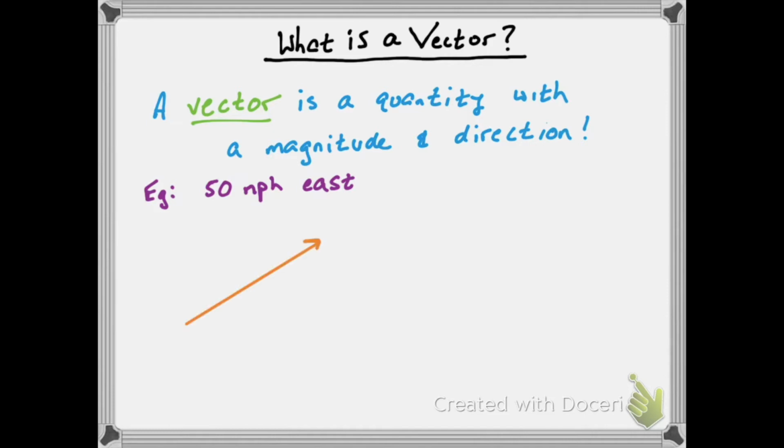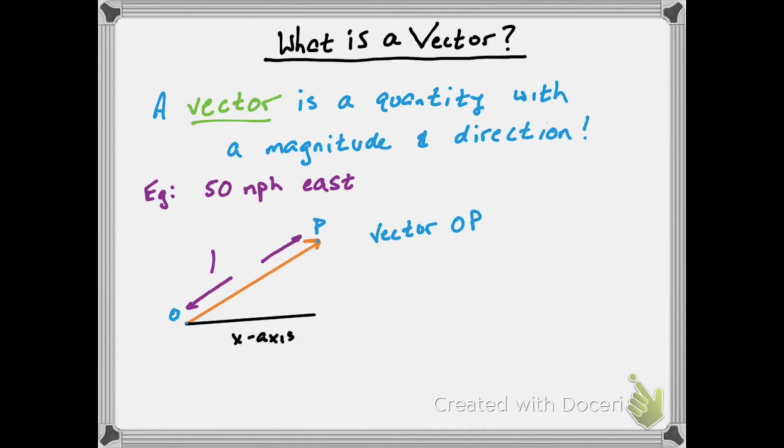Standard vectors we like to draw coming out of the origin and making an angle with a positive x-axis. If we label the origin as O and the ending point of our vector as P, we could call this vector OP. Or you might find people use lowercase letters like U and V to name vectors as well.